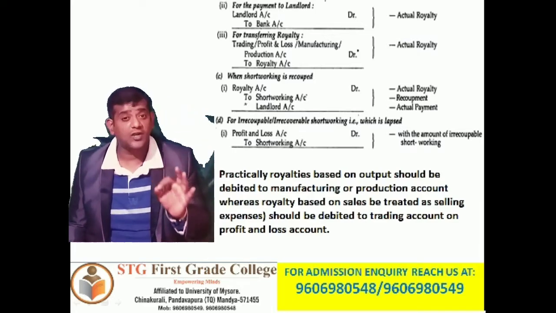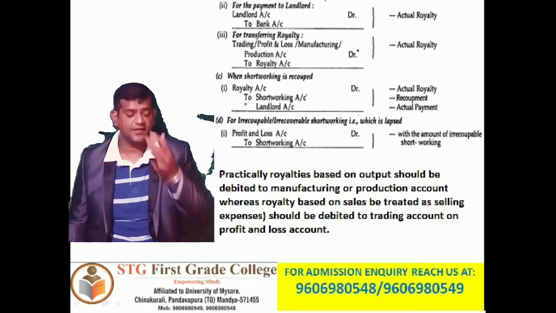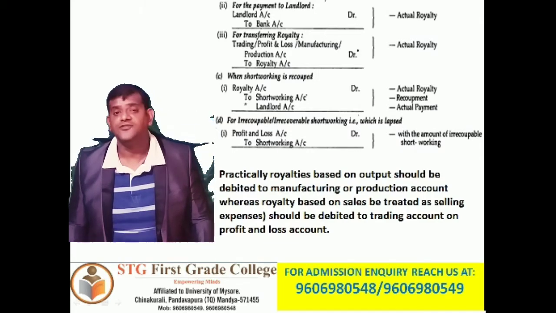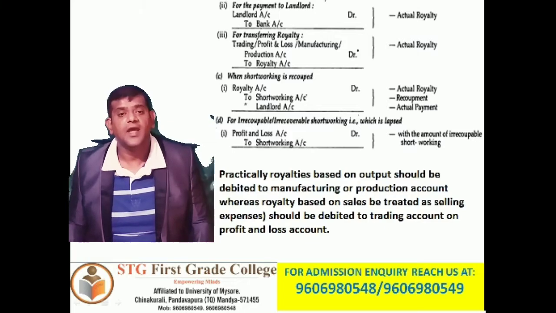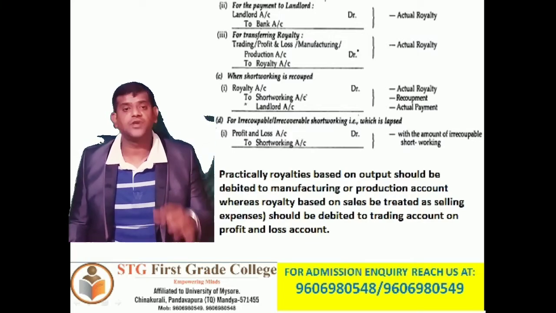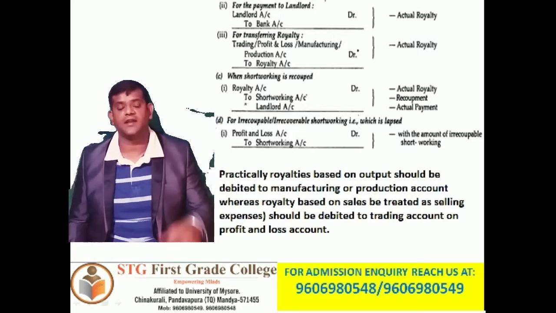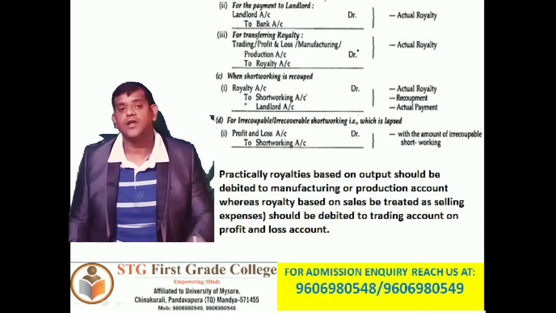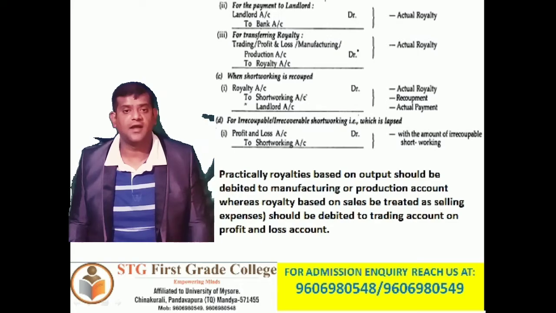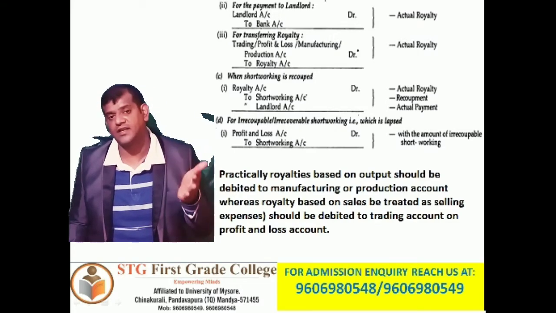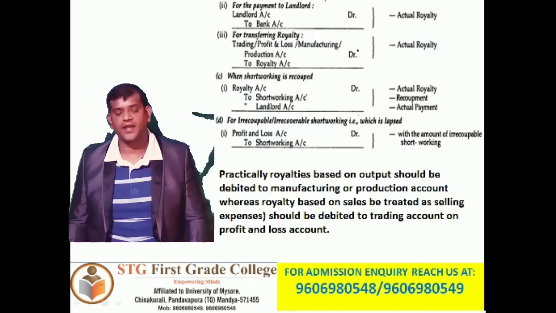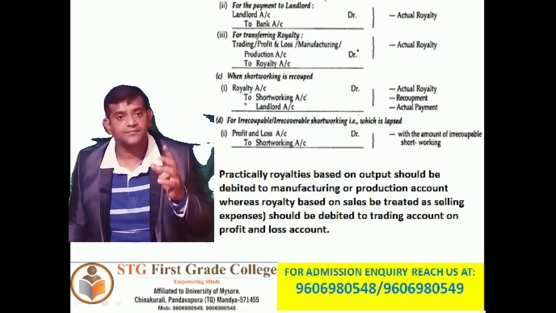So when short working is recouped, that is, when a short working has been recovered, in such a case the entry will be royalty account debit to short working account. Clear? Royalty account debit to short working account to landlord account. So if there is a shortage, that has to be transferred to landlord and short working. Okay.